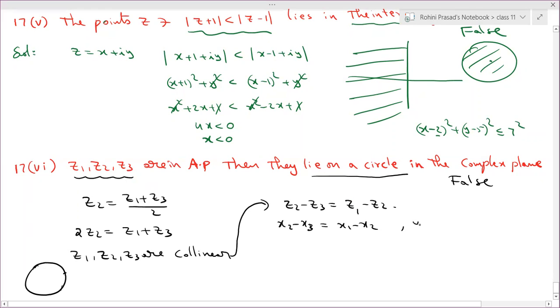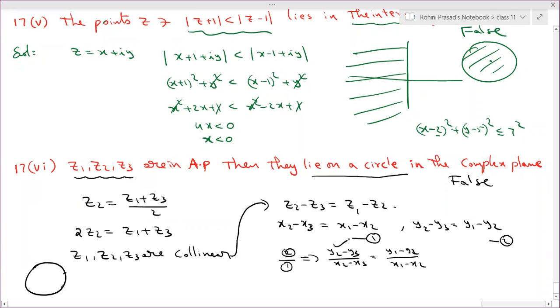Similarly, y2 minus y3 equal to, what is that, y1 minus y2. So now if you call this equation 1 and this equation 2, then equation 2 by equation 1 gives you (y2 minus y3) by (x2 minus x3) equal to (y1 minus y2) by (x1 minus x2).